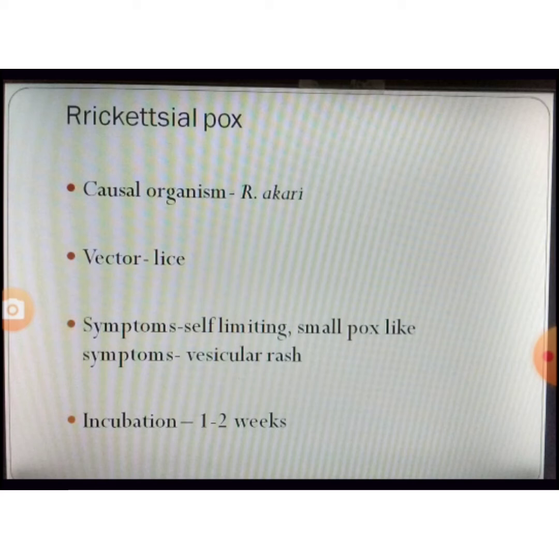Now the symptoms: it is self-limiting. Self-limiting in the sense the person gets infected and recovers by himself. Antibiotics are sometimes not required here. It's just like your common cold. You get a common cold, even if you don't take medicine, within a few days you are cured. So that is called self-limiting. The symptoms are smallpox-like, with a vesicular rash, that is, you get pustules and blisters on your skin. Incubation period is 1 to 2 weeks.